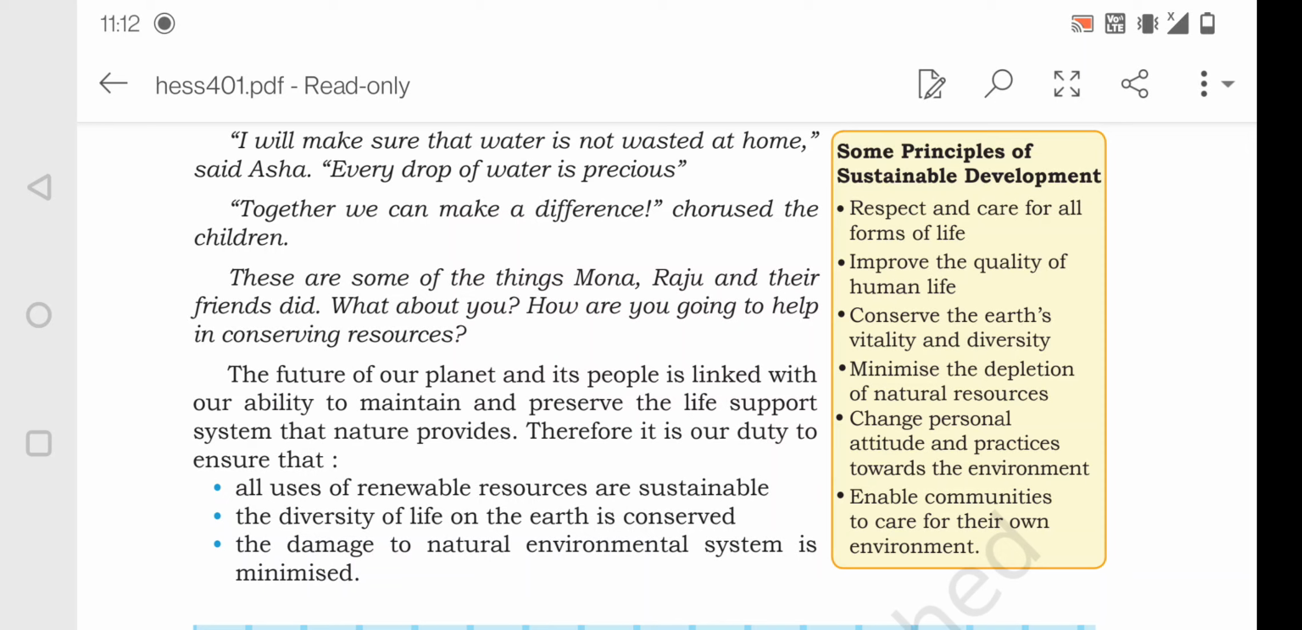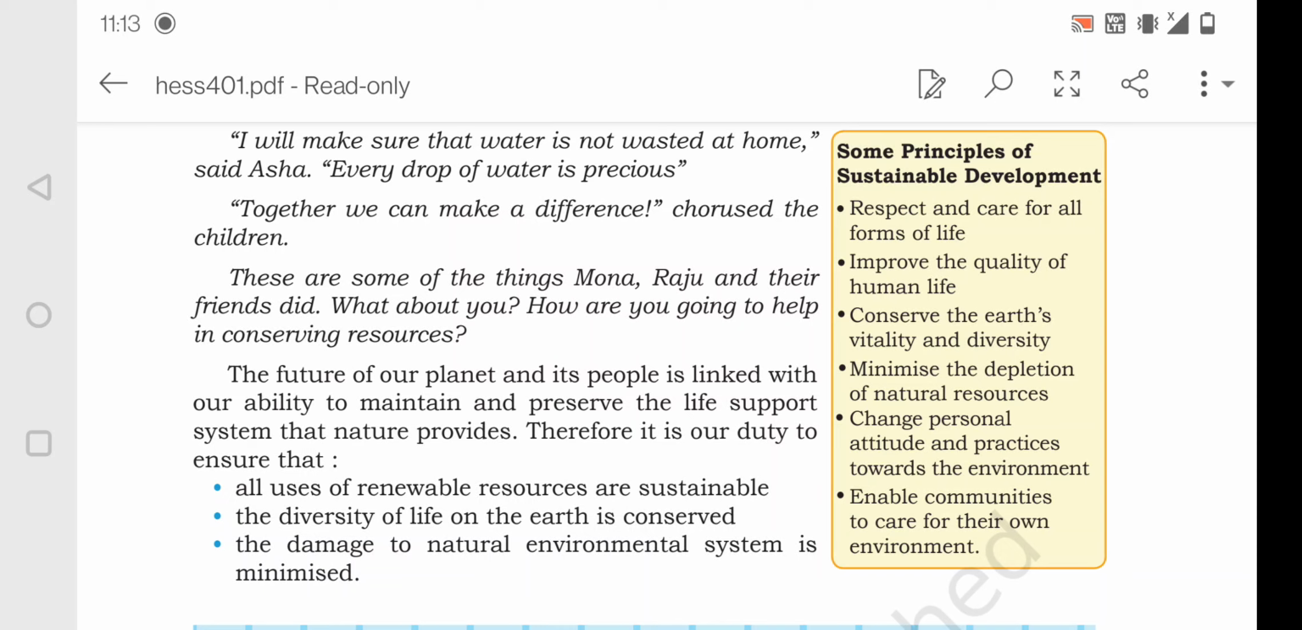So what can we do? We can rely on renewable resources, we can conserve the diversity of life on the earth, and stop the damage which we do to the natural environment for the sake of development. We can do these things to be responsible enough to bring sustainability into the development process. Now what are the different principles? Principles are basically what provide the base or foundation to a particular ideology. Sustainable development has certain basic fundamental things which we have to follow.